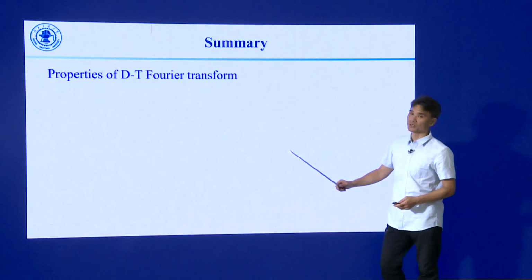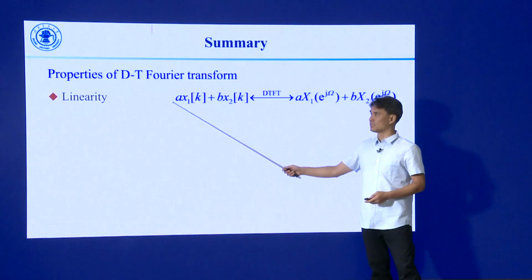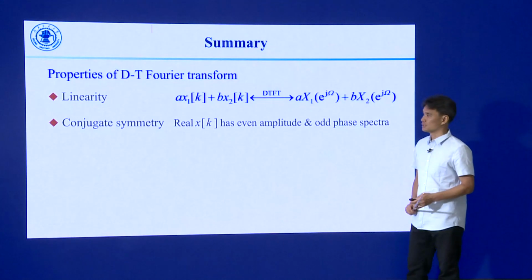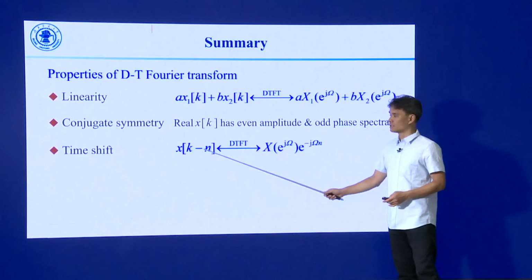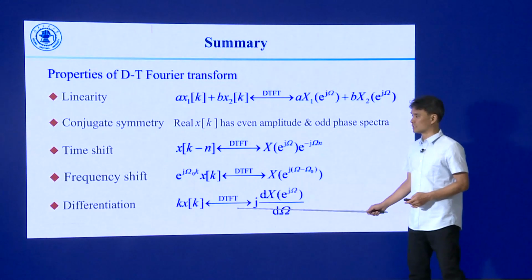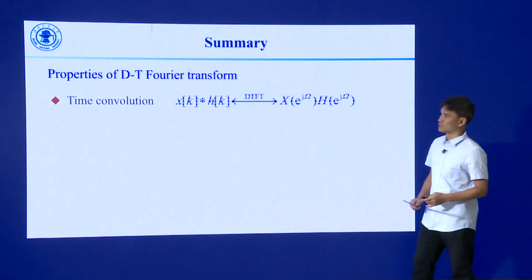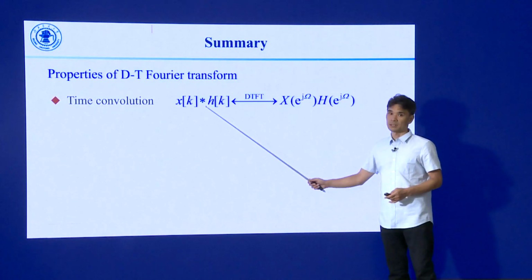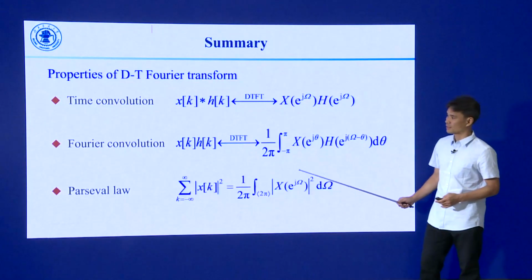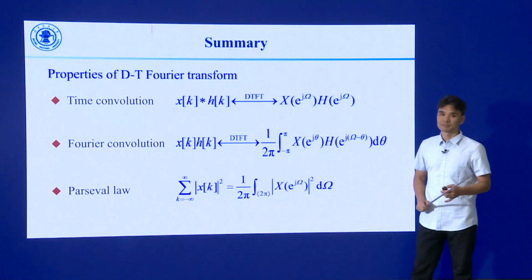There are a few properties we introduced for DTFT. They include linearity, conjugate symmetry, time and frequency shift, differentiation in the frequency domain, convolution in the time domain and in the frequency domain, and Parseval's law for energy calculation.